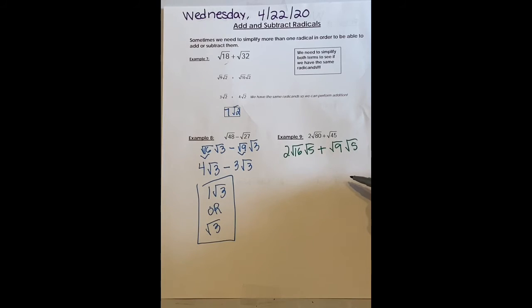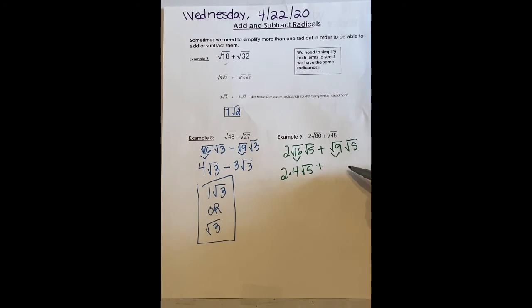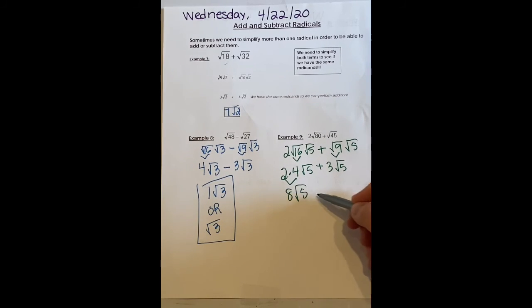Now we'll take the square root of our perfect squares. So 2 radical 16 radical 5, I take the square root of 16, which is 4. So now I'm going to have 2 times 4 radical 5 plus the square root of 9 is 3 radical 5. We have to multiply together 2 and 4 first, which would be 8 radical 5 plus 3 radical 5. And now we can add these together. 8 plus 3 would be 11 radical 5.